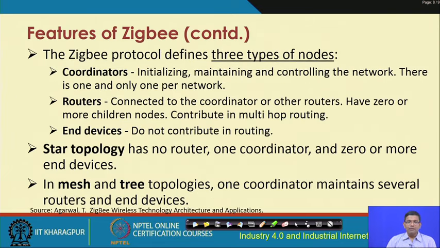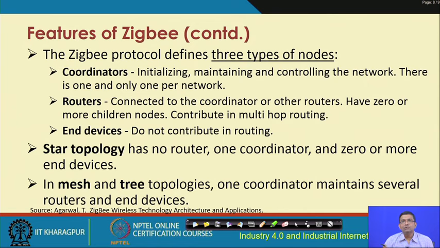The Zigbee protocol defines three types of nodes: the coordinator node, the router node and the end devices. The coordinator, as the name suggests, takes care of initialization, maintaining and controlling of the network, and there is normally one and only one coordinator per network. Then you have the routers, which are used for multi-hop routing, transmitting the data packets they receive even further. And then you have the end devices, which are the recipients of the data. They do not contribute to further routing.